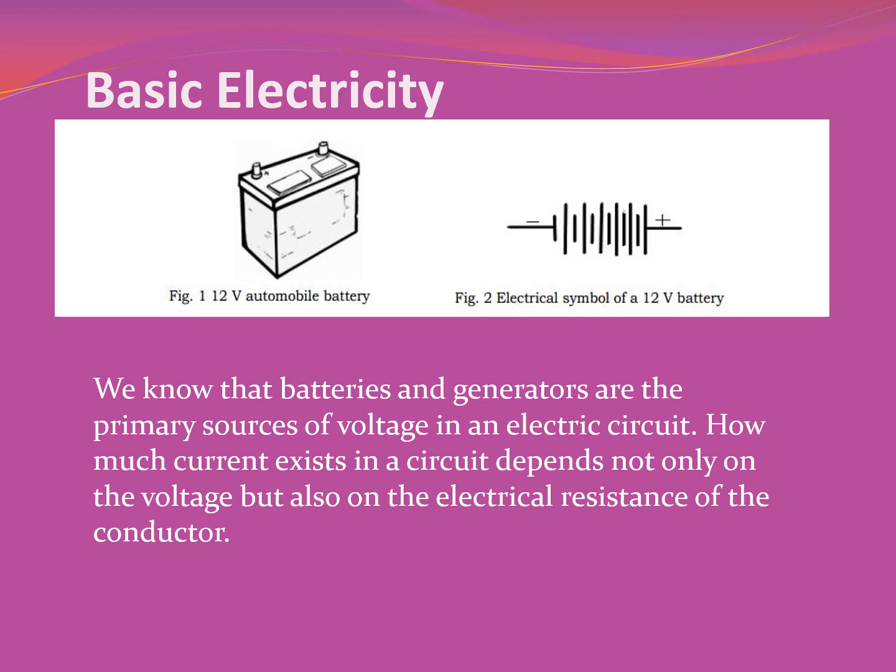So we know that batteries and generators are the primary source of voltage in an electric circuit. Please don't forget it. Remember always that batteries and generators are the main sources of voltage. There are other sources of voltage, but this one is for you to remember. How much current exists in a circuit depends not only on the voltage, but also on the electrical resistance of the conductor. I'm going to share with you more about this.